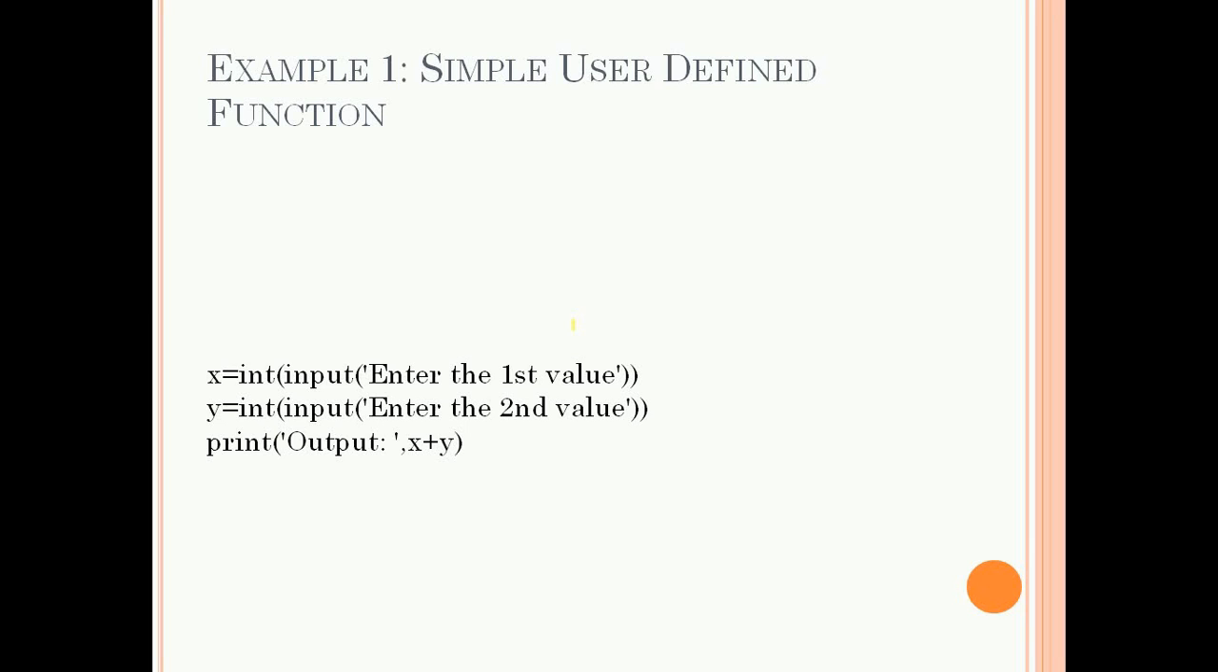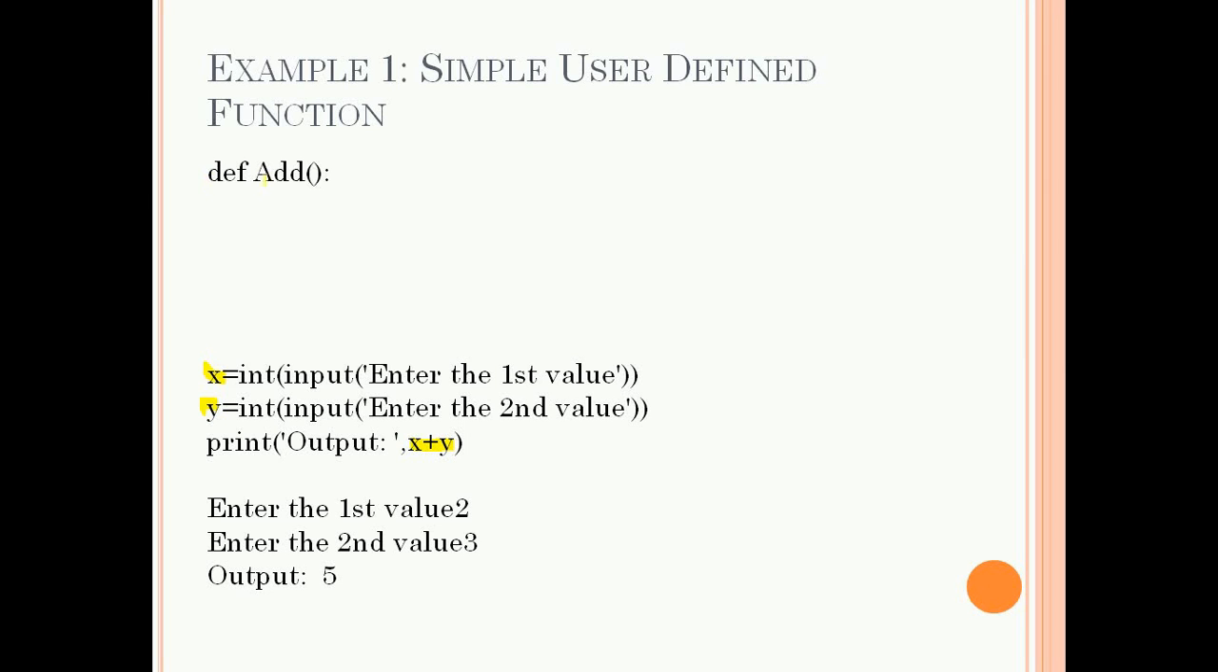Here I shall discuss how to convert a simple program to a program with a function. This is a simple program where two integer values are taken from the user, the variables are x and y, and we are just adding them. So instead of writing these statements, we can define a function using the def keyword, and after writing def I am writing add. This is the name of the function, then parentheses open and close, then a colon.